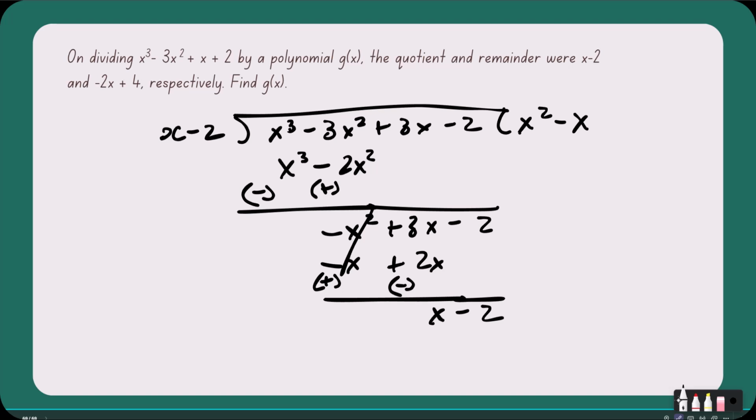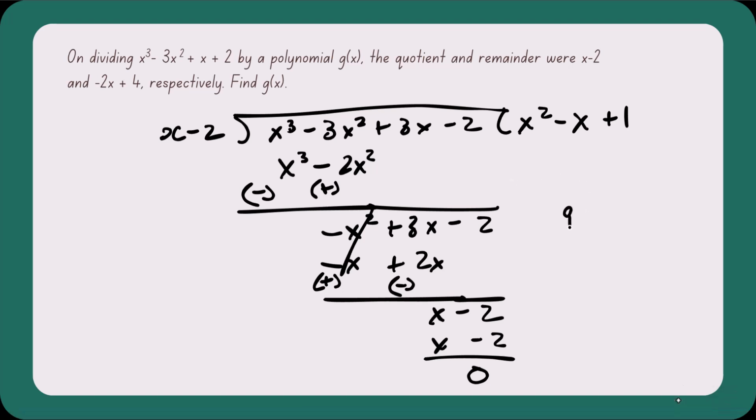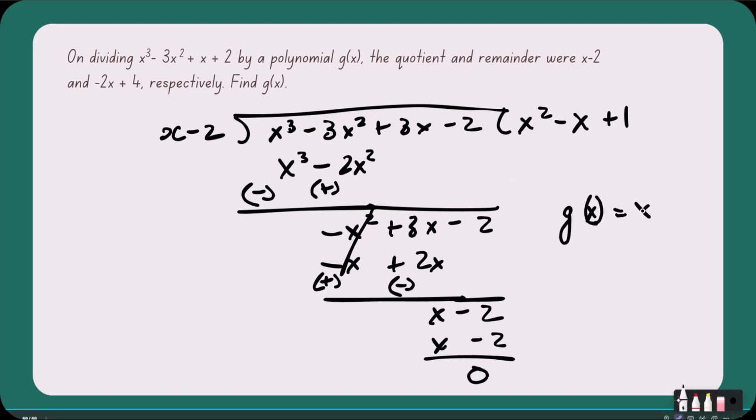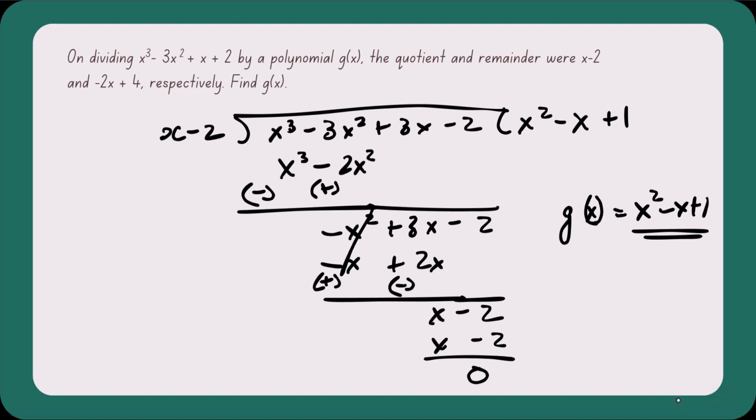Now how do we do? Very simple. What is the last number? That will be 1. So 1 into x, it will become x. 1 into minus 2, it will become minus 2. Your answer is 0. So what is g of x? g of x is equal to x square minus x plus 1. That is the answer. Okay, this is division algorithm, just for understanding. All right, so try out the case-based questions and the quiz questions after this.